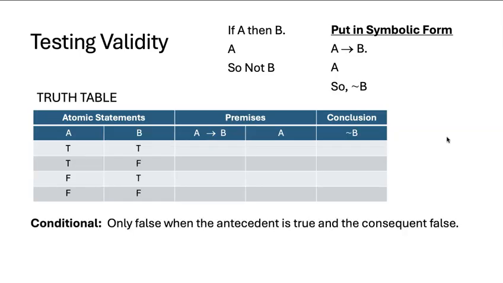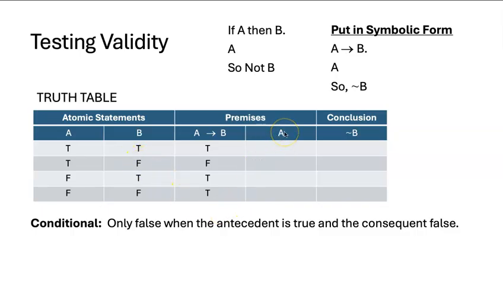Then, rules now. The conditional statement is only false when the antecedent is true and the consequent is false. So antecedent true, consequent true, true. Antecedent true, consequent false, that's the only scenario when the conditional statement is considered false. Antecedent false, we don't have to go any further. So the conditional is only considered false when the antecedent is true and the consequent is false.